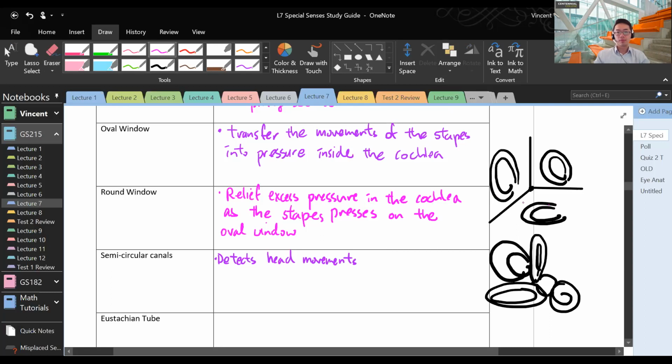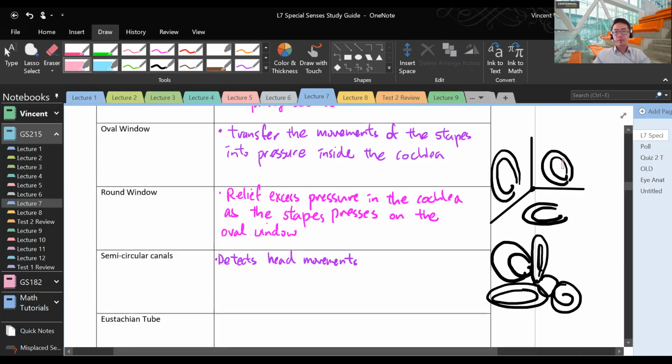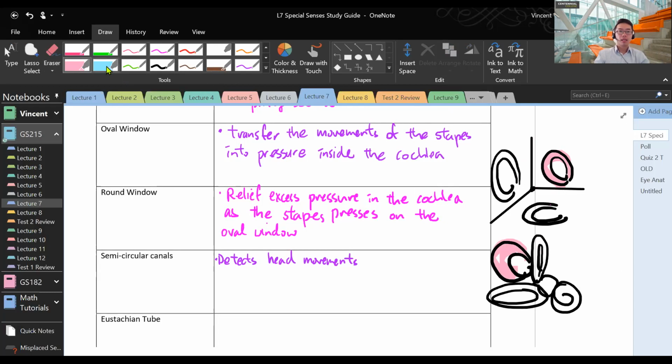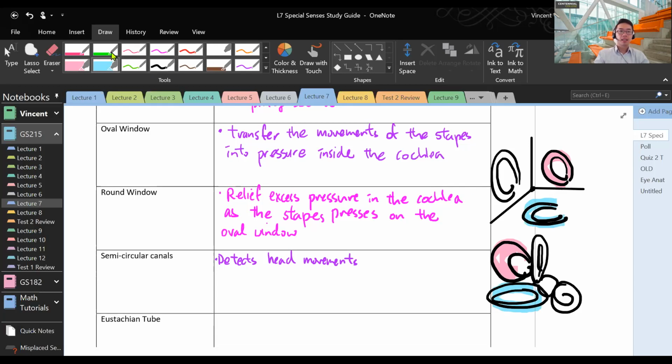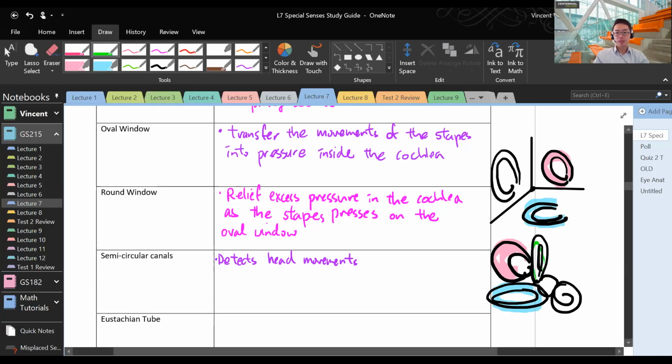Let me just color them for you. This here, that's the posterior one. You're going to have one that's parallel to the floor, which is this one. And then you're also going to have one that is parallel to the side. Can you visualize that?